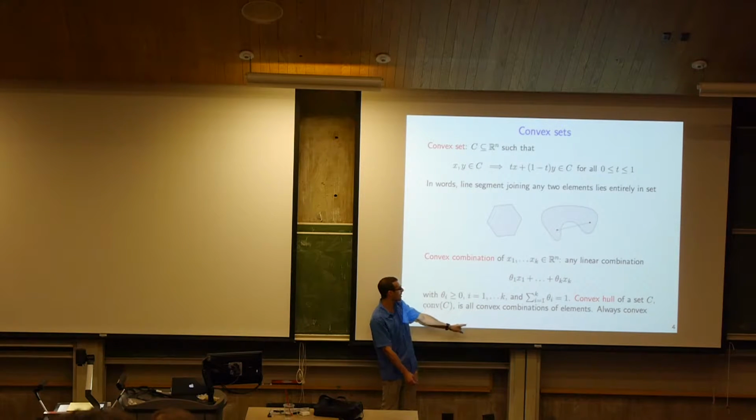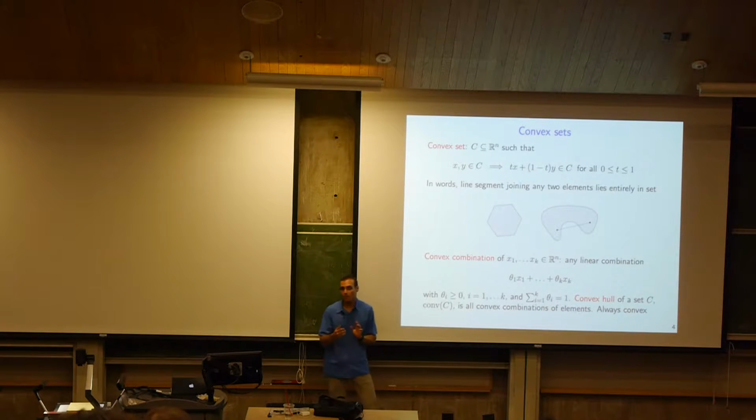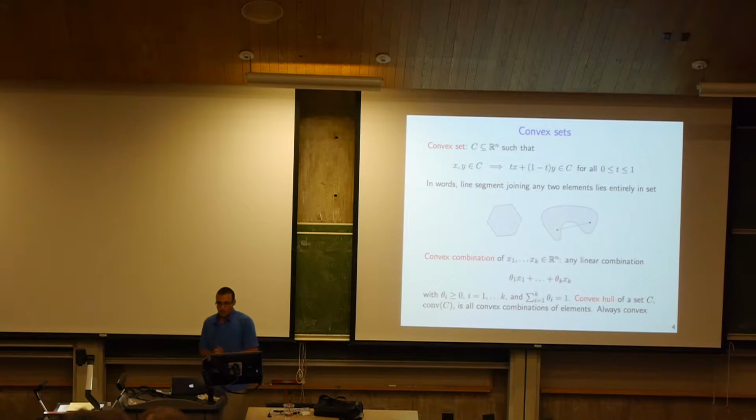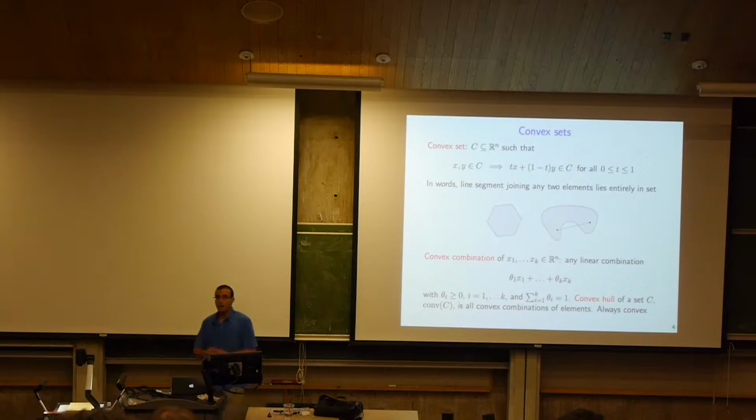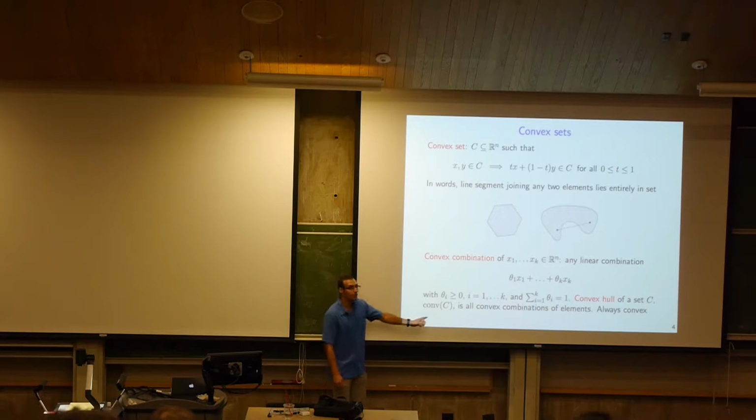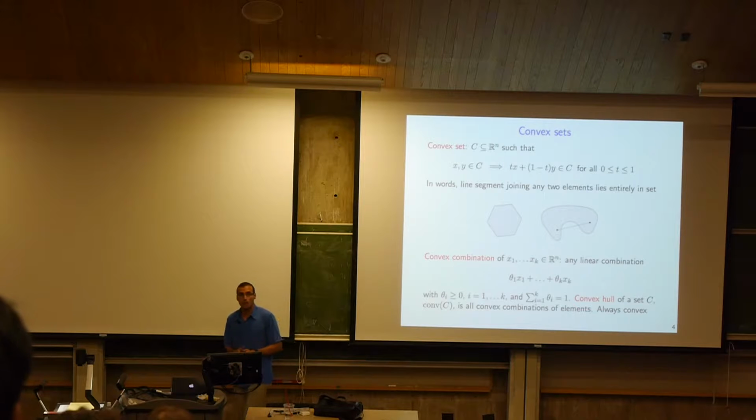Its convex hull, which we denote by conv of C, is the set of all convex combinations of its elements. So I pick any number of elements from the set C, I take a convex combination, and that thing is in this set, the convex hull of C. Okay, that's the way we define the convex hull. Another equivalent definition is that it's the intersection of all convex sets that contain C. So it's the smallest convex set containing C. It's another way to think about it.